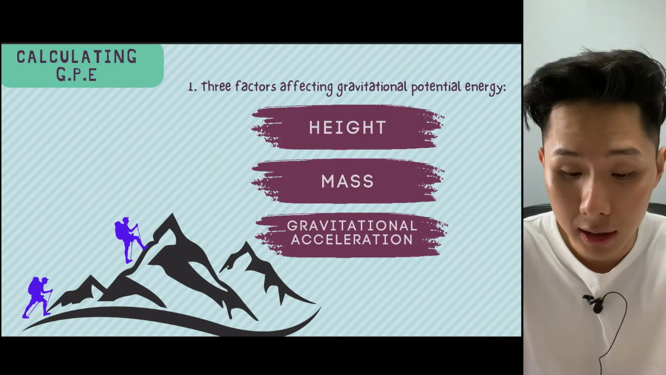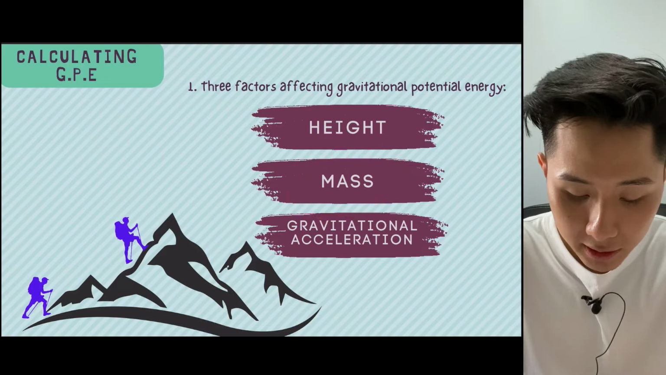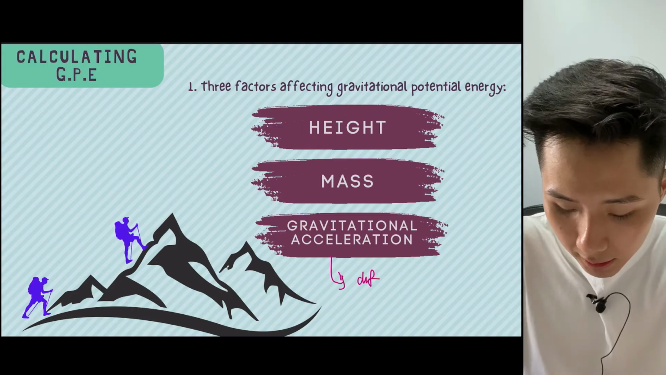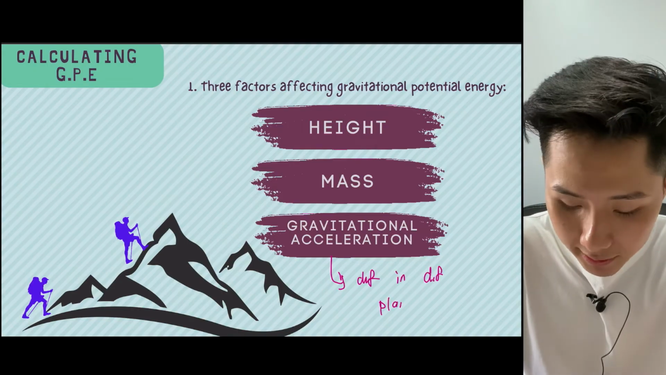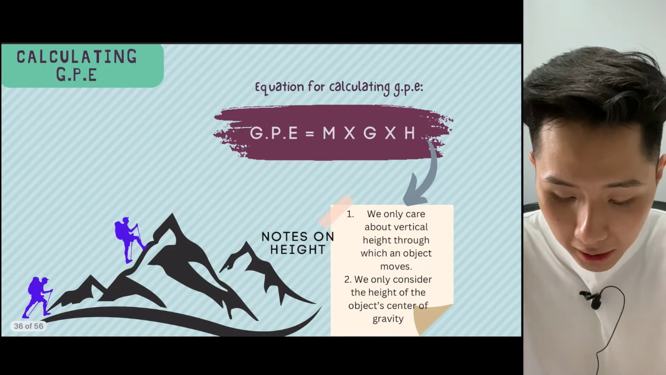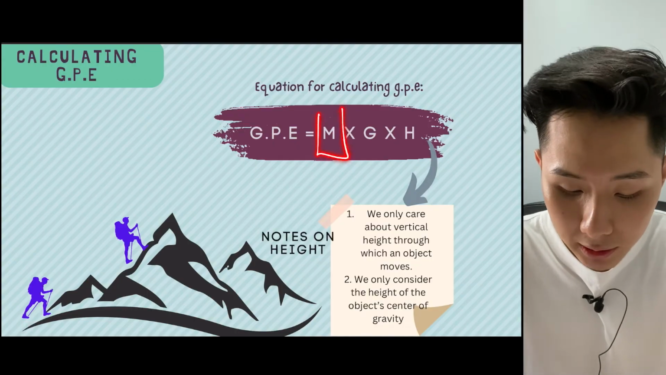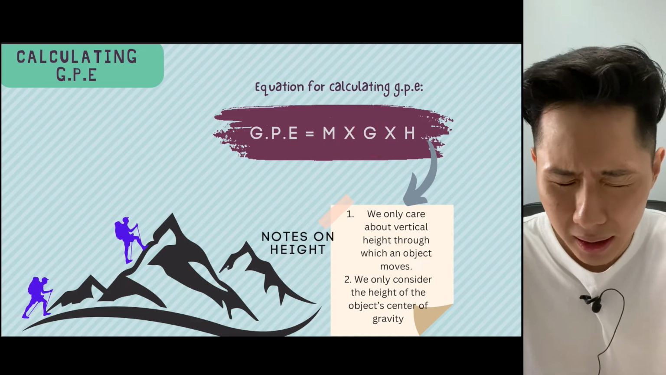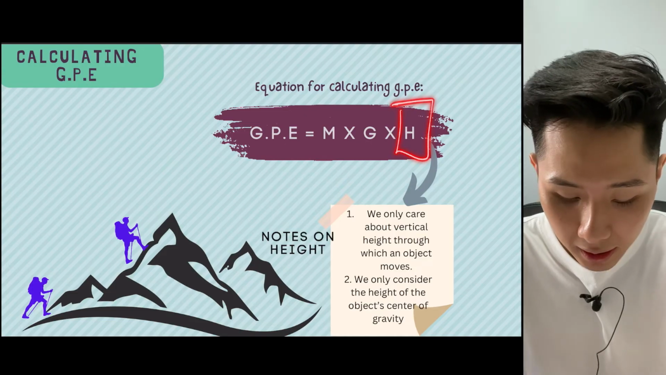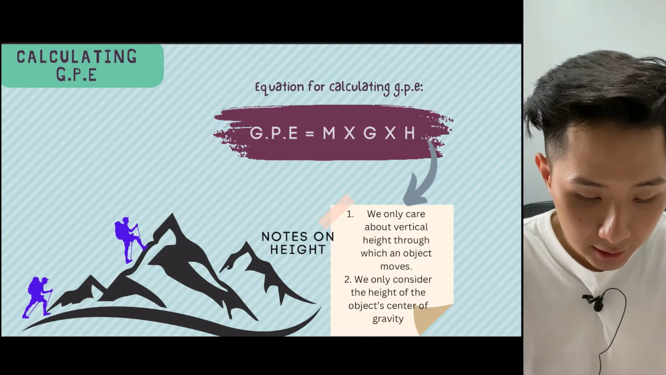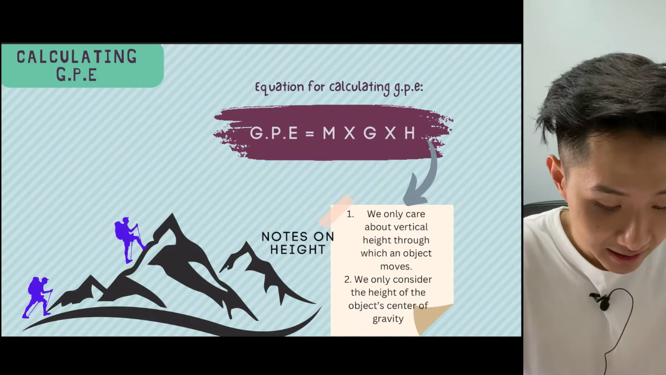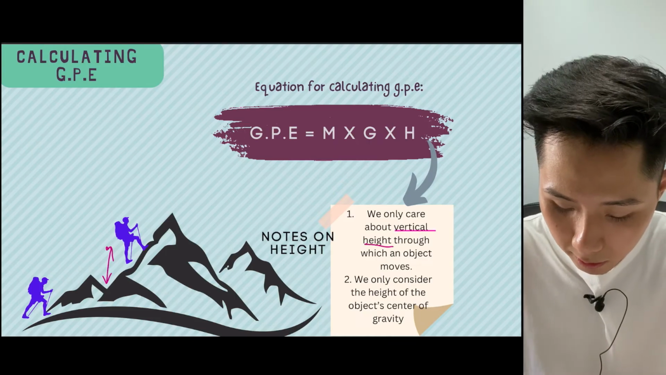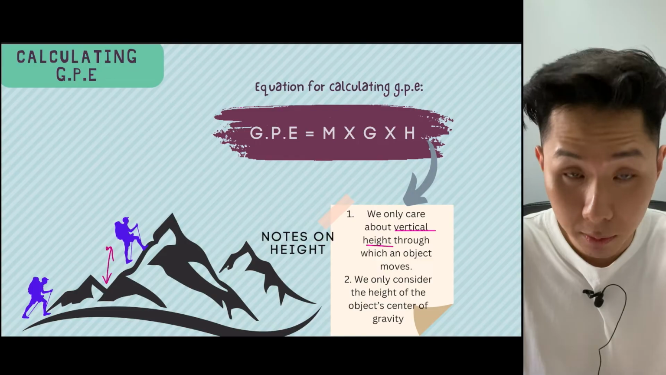There are three factors affecting G.P.E: the height, the mass of the person, and also gravitational acceleration, and this will be different on different planets. The formula to calculate G.P.E simply uses the mass of the person, the gravitational acceleration, and also the height of the person. Do know that we only care about the vertical height. So if the hiker is here, we only care about from here. It's the vertical height from the object, and we only consider the height of the object's center of gravity.